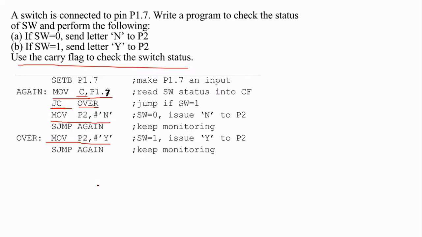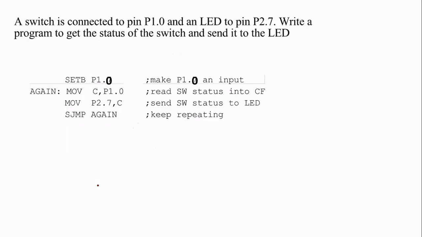Right. Next, we'll go for the next program where a switch is connected to pin P1.0 and an LED to pin P2.7. We have connected an LED and a switch, right? Switch is connected to P1.0 and LED is connected to P2.7. And what is the program requirement? Write a program to get the status of the switch and send it to the LED. I need to check the status of the switch, and based on that I need to send the status to the LED.